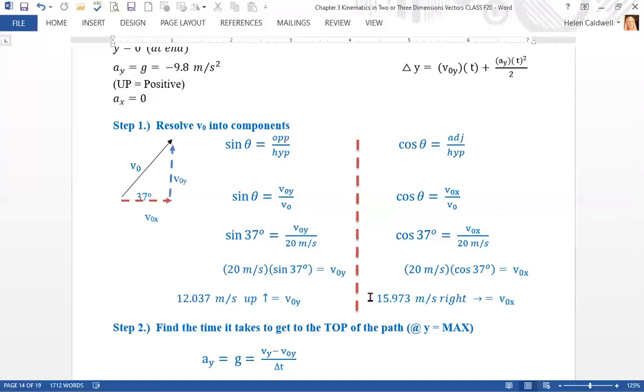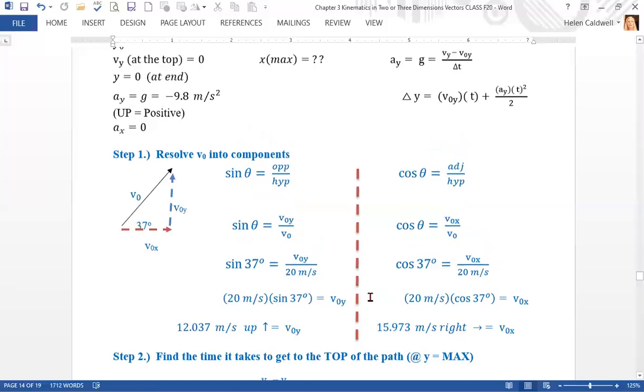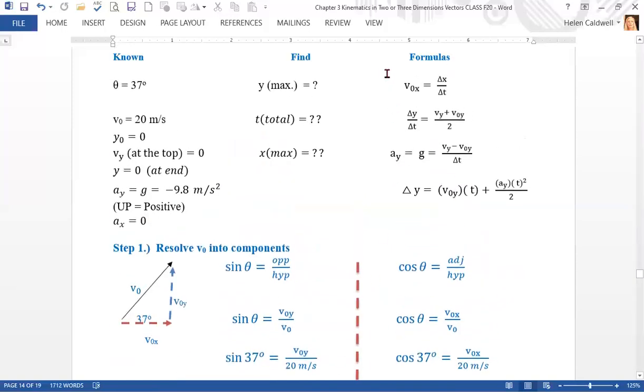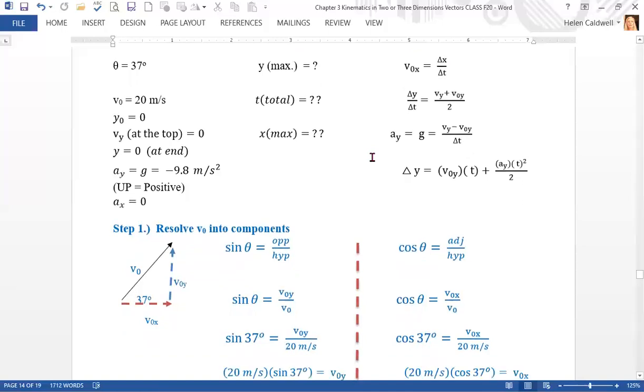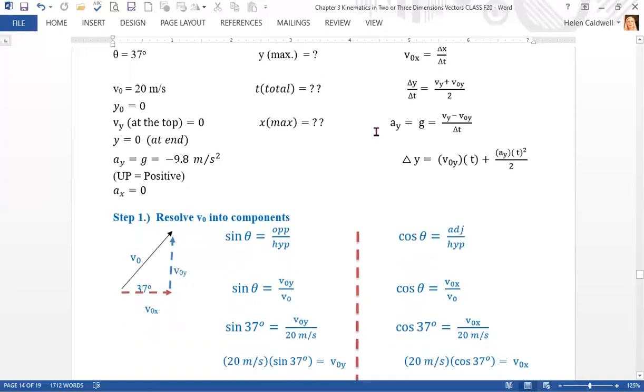So even if you don't know anything else to do, if you have an angle in a problem, you need to resolve whatever's at that angle into components. So what do we do next? Well, normally what I would do is look at the formulas. So we know V0x, but we don't know delta x and we don't know delta t. So we can't use the first formula. The second formula is not useful. So let's look at the third one.